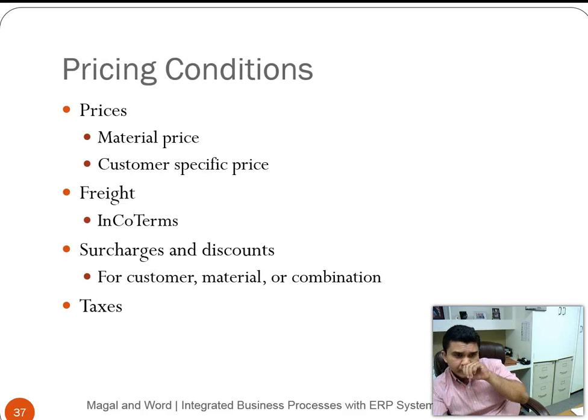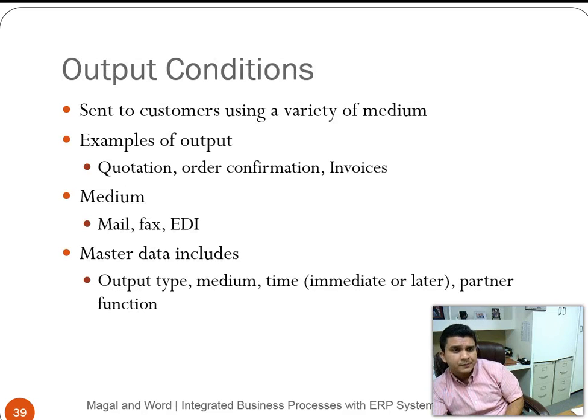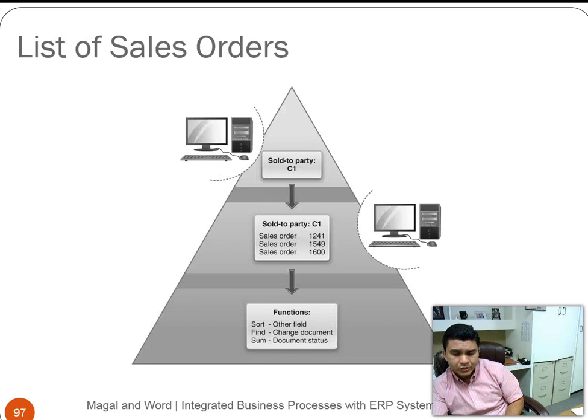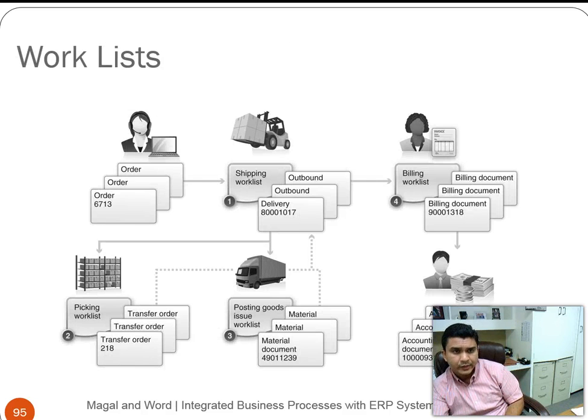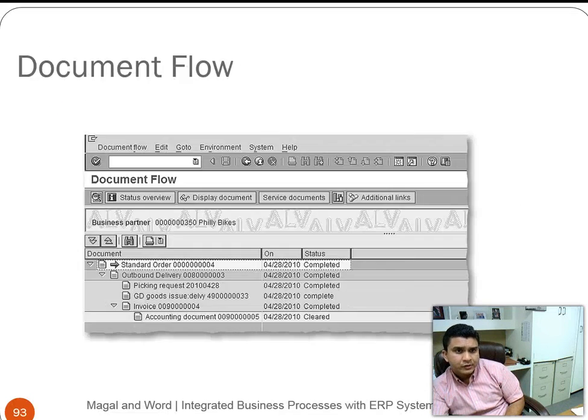Then you also have pricing conditions, where you get to know what the conditions for the pricing are for the materials that your customers are going to buy, if they're incurring freight charges, surcharges, any discounts, what are the taxes, etc. Then you review these pricing conditions. This is sales orders, a list of sales orders.